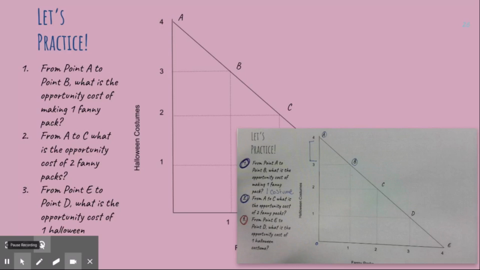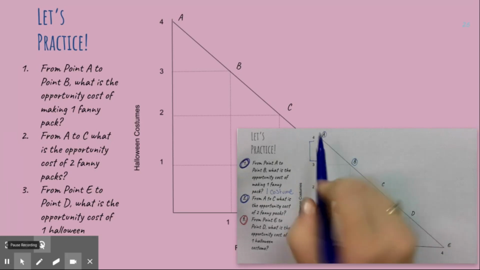I was able to find that on the graph. It was very simple. All right, let's go to number 2. Number 2 I'm going to do in this blue pen, okay? So from A to C, what is the opportunity cost of 2 fanny packs? Uh-oh, we're getting complicated now.